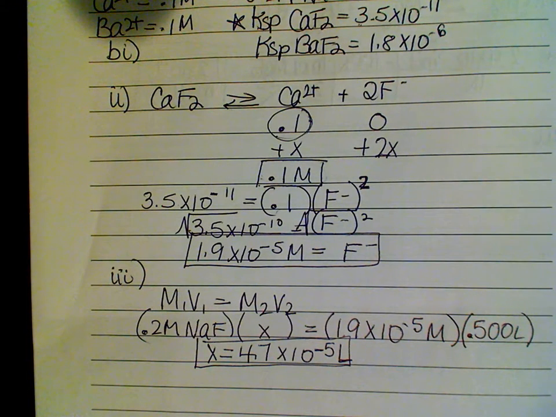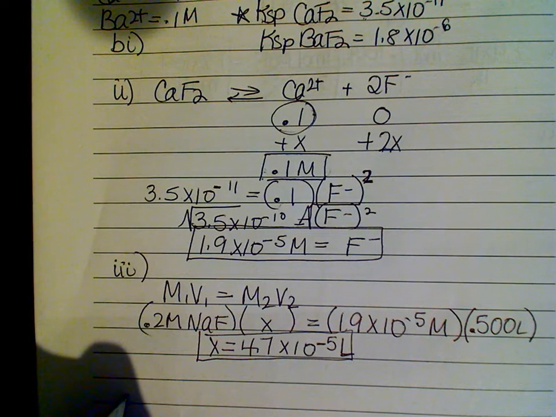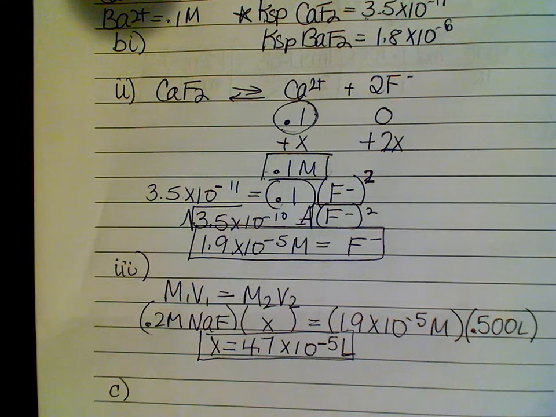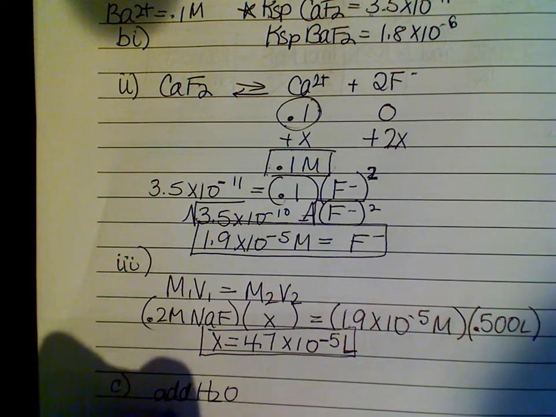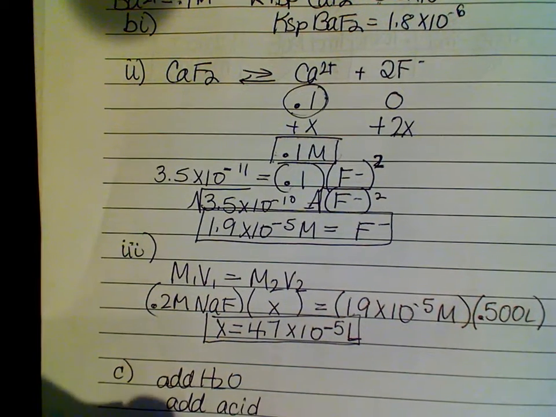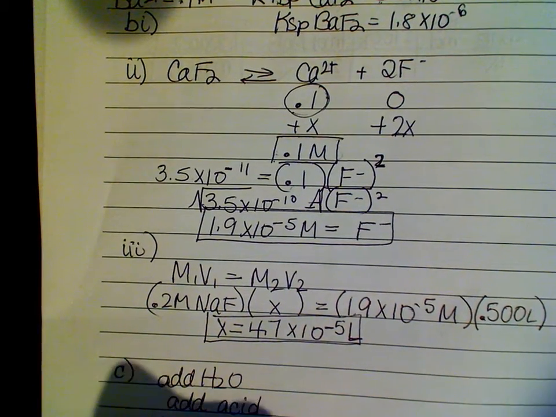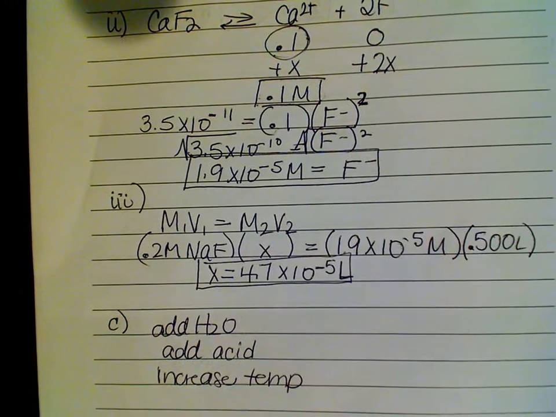Okay, last thing, part C, the next part. How would I dissolve a salt that had limited solubility? One procedure to redissolve the precipitate. Okay, so we could add water. Adding acid also will help dissolve an insoluble salt. You could increase the temperature. So basically what you're wanting to do is anything that would shift the equilibrium toward the product side to make it dissolve.